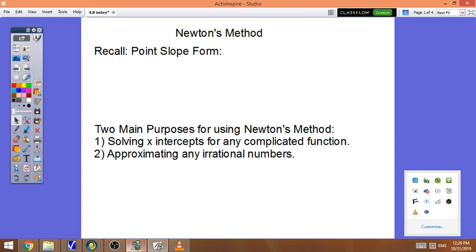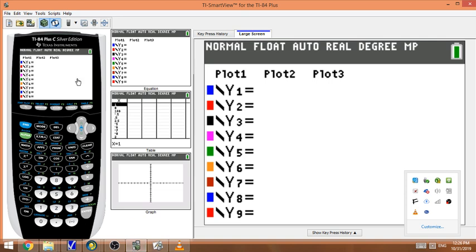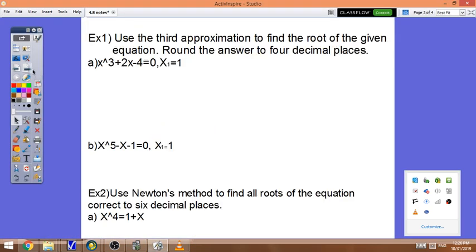So we're going to be using a calculator to demonstrate the process. We turn on the TI-84, and let's say we have a function. So let's set up the function here. We have a function of x to the power of 3 plus 2x minus 4, and we're using x1 equals 1 as the first approximation.